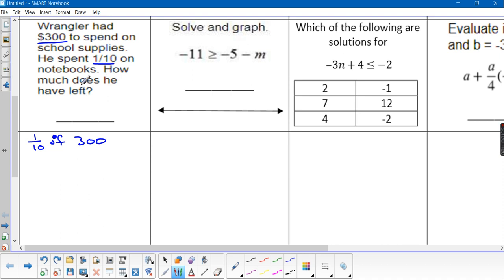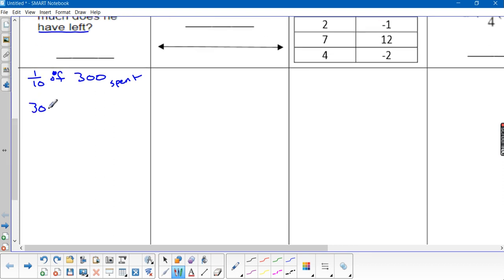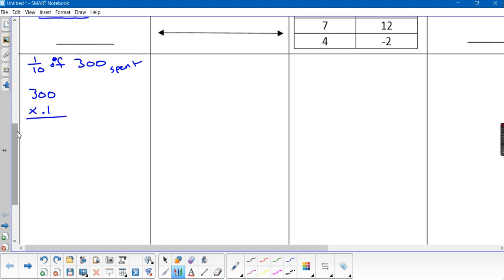But then it says, how much does he have left? This is going to tell us how much he spent. Okay? So be careful because there's going to be a second step to this one. Let's first do that. Let's go 300 times 1/10, or I'm just going to change it to a decimal. I can put decimal 1 or decimal 10, whatever, it doesn't matter. And I know that that is going to be $30 using my handy dandy calculator. This is what he spent.